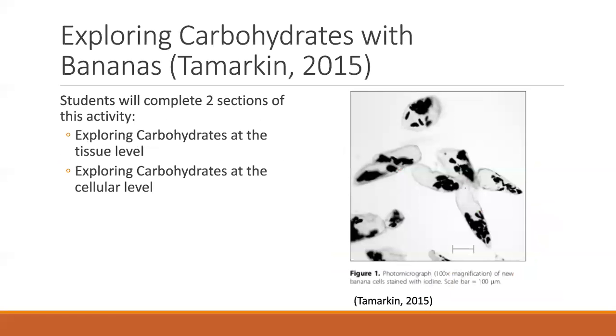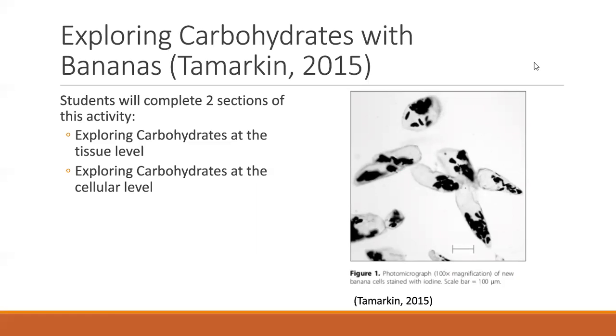Okay, so that's all about the function. Now we're going to talk about the activity that we'll do to demonstrate how carbohydrates are used within bananas, or how their presence is, so that this can make it clearer how carbohydrates are inside of living things. This activity actually has 4 levels to it, but we're only going to have the students do 2 of them, the tissue level and the cellular level, in order for them to understand what we would like them to understand. So it involves learning about carbohydrates at different biological levels.